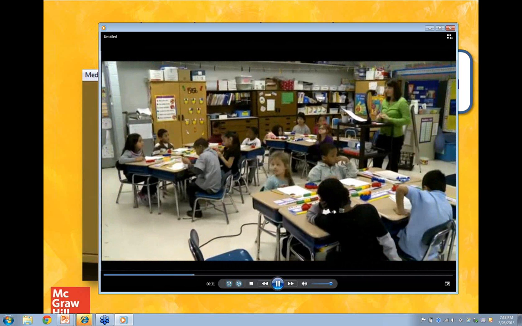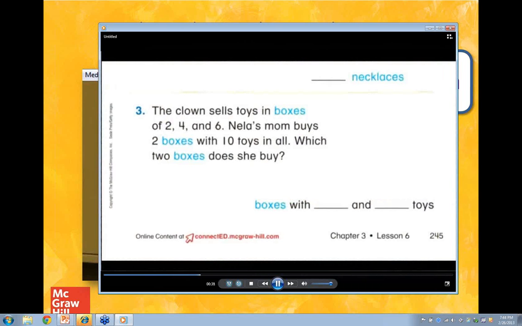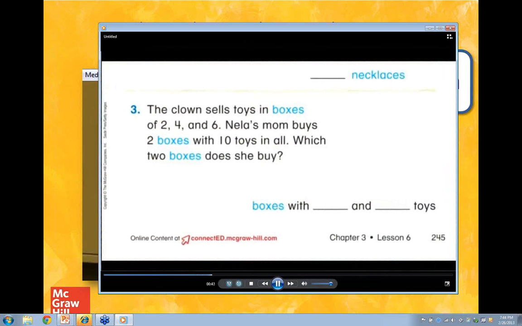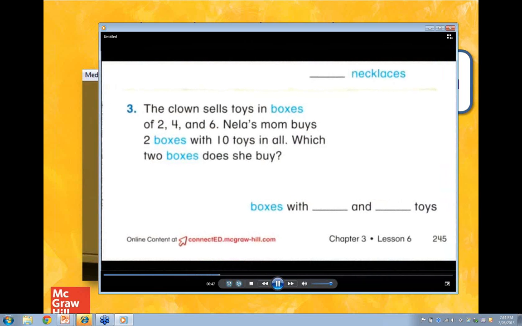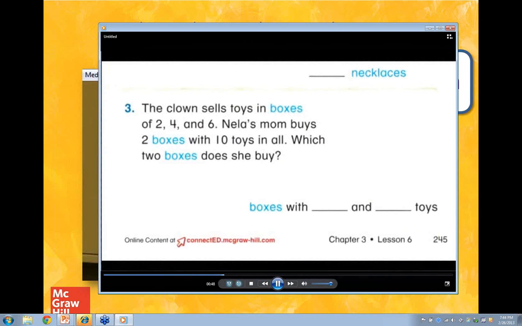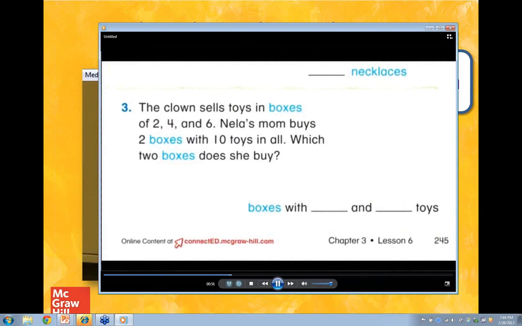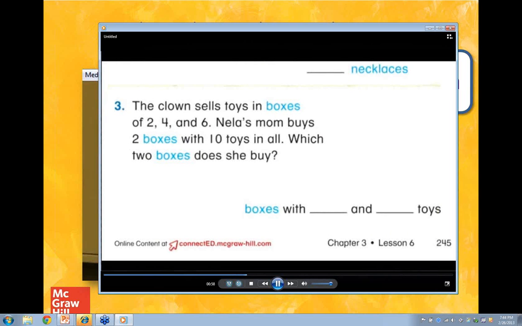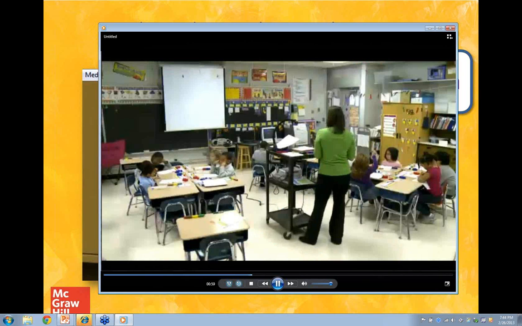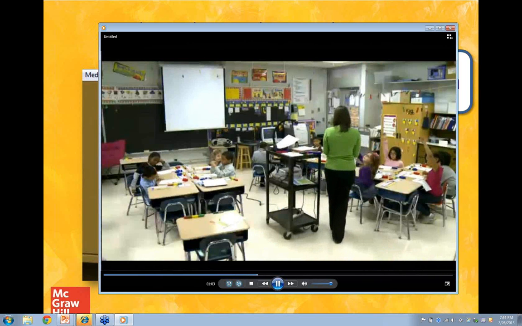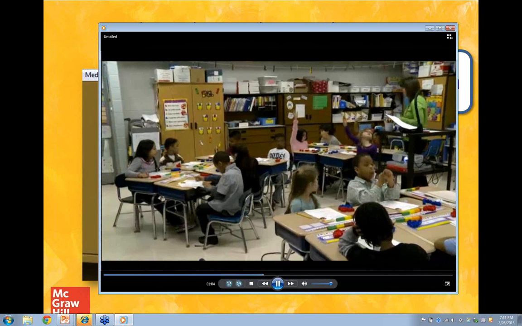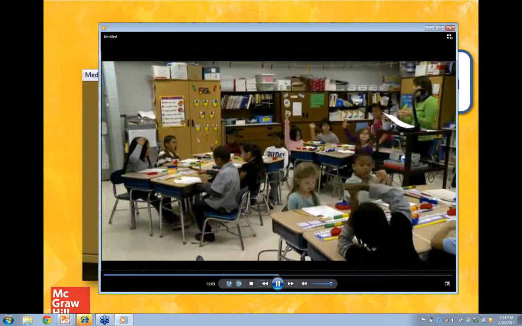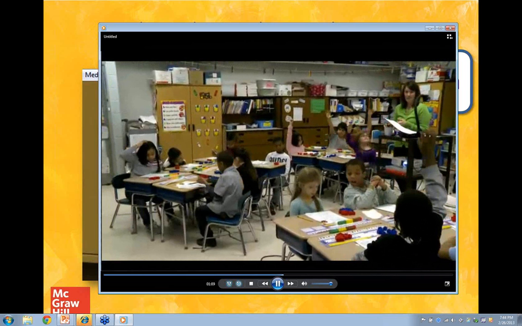Take a look at number 3. Number 3, let's read through, follow along please. The clown sells toys in boxes of 2, 4, and 6. Noah's mom buys 2 boxes with 10 toys in all. Which 2 boxes does she buy? So what were you thinking? What did you have to do? You had to figure out which numbers to use, right? You had to figure out, do I use 2, 4, 6? Which ones do I use? But I had to get a total of 10. So what did you do?